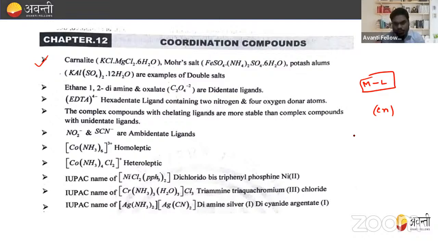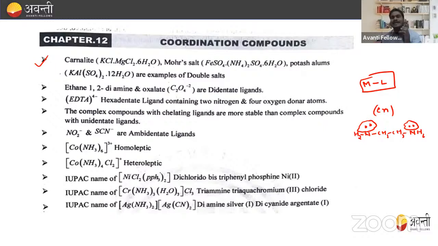Didentate ligand means what? If I'm talking about ethane-1,2-diamine, the structure of ethane-1,2-diamine is like this: NH2, CH2, CH2, and NH2, each having a lone pair of electrons, right? So what do we mean by the term didentate? Didentate means two donor groups. That is, a ligand having two donor atoms is known as a didentate ligand. For example, ethane-1,2-diamine and oxalate have two donor atoms, right? This nitrogen has a lone pair and will donate the electrons, and this nitrogen also has a lone pair, so it also donates electrons. So ethane-1,2-diamine and oxalate are known as didentate ligands, right?